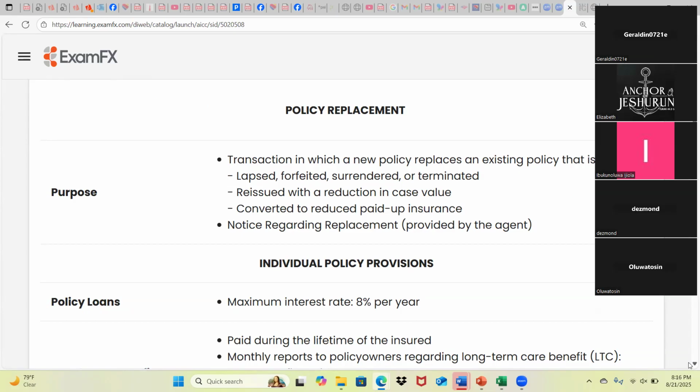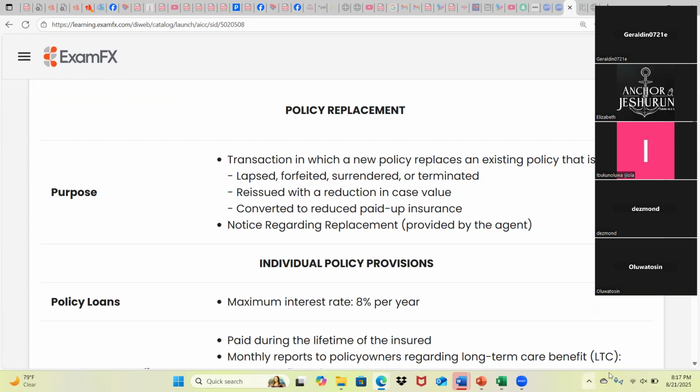You know, in America, they like to gather data. And one thing that they also are very leery of, they don't want people convincing older people to replace their policies so that they can make a higher premium on it. So they are very keen on that. So there's a notice regarding replacement that is provided by the agent to the prospective client. They sign that when they are signing their application, you know.